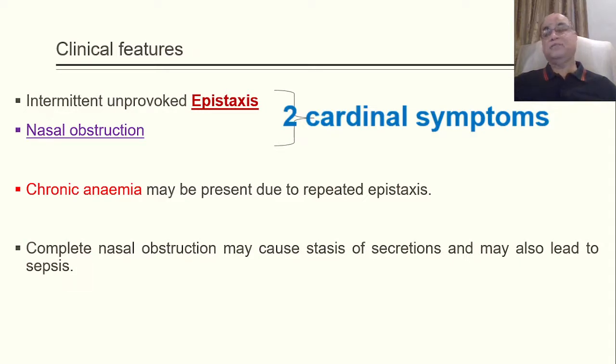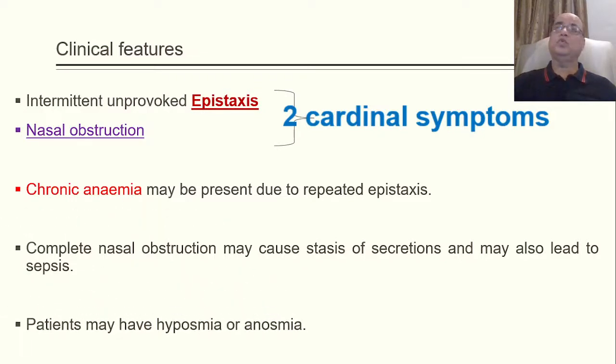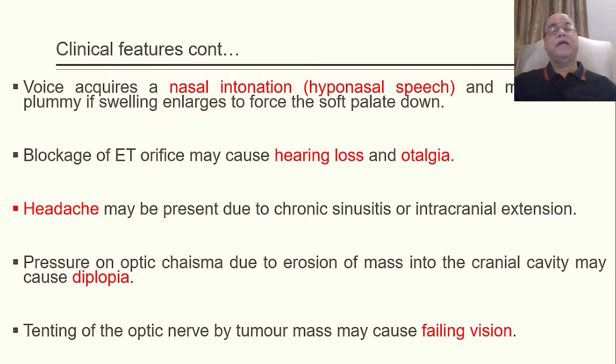Then there will be nasal obstruction due to the mass, which may lead to stasis of nasal and sinus secretions, and wherever there is stasis, there is infection leading to rhinosinusitis, and its own signs and symptoms may be there. Due to the mechanical blockage of the olfactory area, the patient may have hyposmia or anosmia. Voice may be hyponasal, or rhinolalia clausa if the size of the mass is too much, and it can lead to blockage of the eustachian tube in the lateral wall of the nasopharynx, which may lead to hearing loss and otalgia.